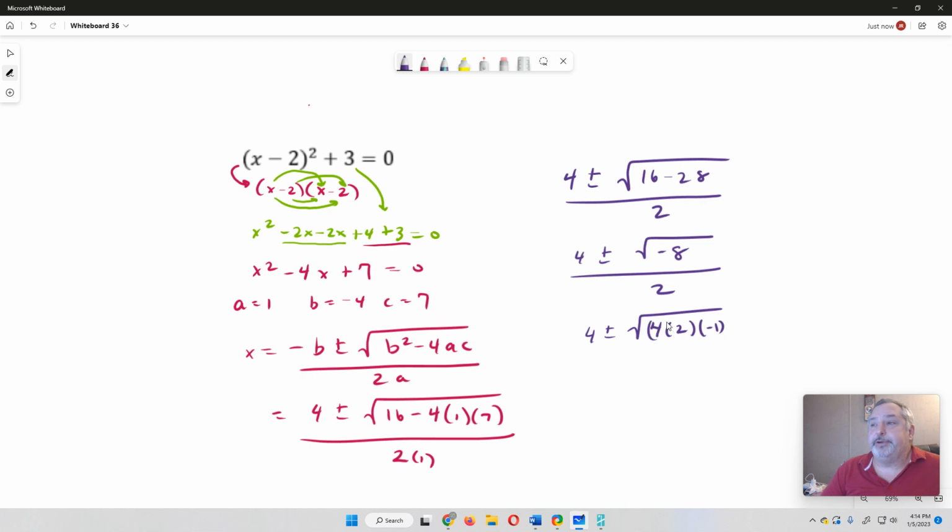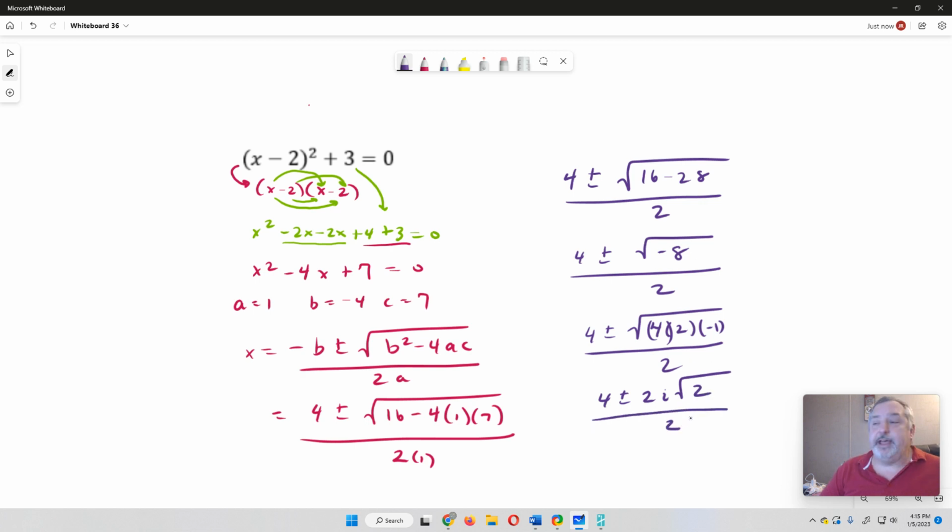Now, why did I put negative 1? Because we're in Algebra 2 now, so we can take the square root of negative 1 and get i, so we can simplify a radical instead of saying it has no solution. Okay, so we have 4 plus or minus the square root of 4 is 2. The square root of negative 1 is i. The 3 stays in the radical. This is all divided by 2.